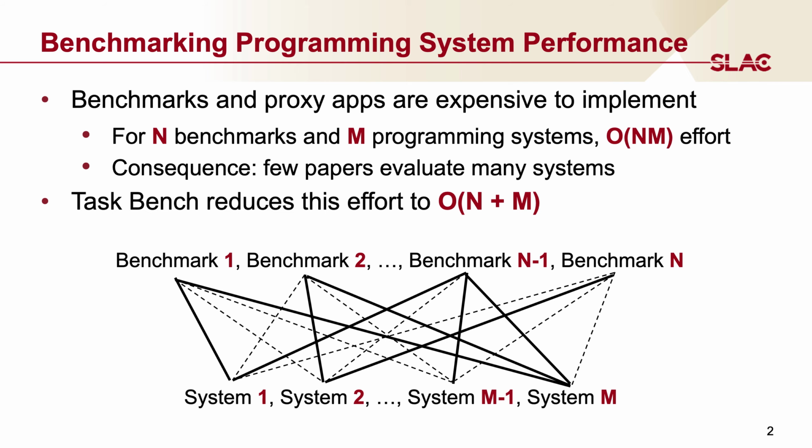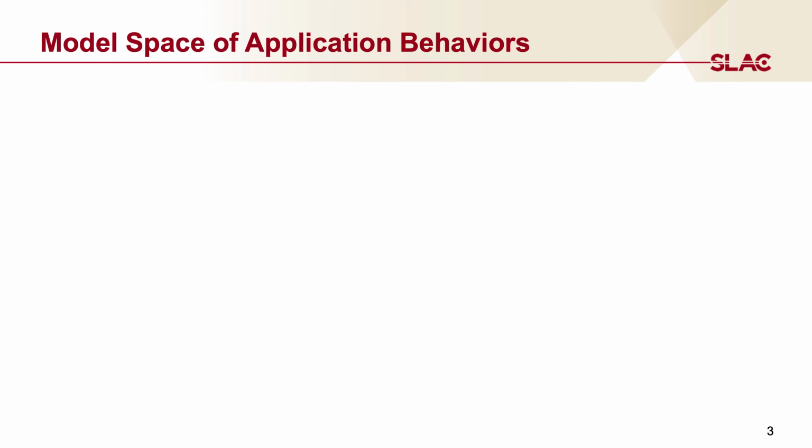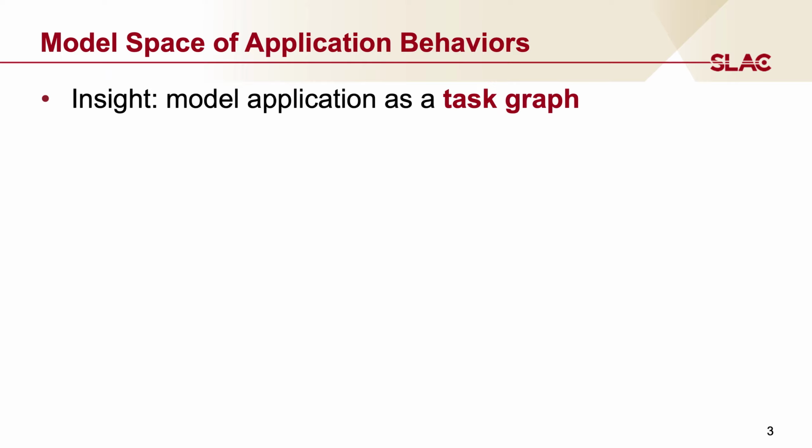In TaskBench, we aim to reduce this effort to the sum of n and m. And the way that we do that is we introduce a new core API, the benchmarks are implemented in terms of this API, and then the systems implement this API. And the result is that each system automatically implements each benchmark. Now, the way that we do this is we explicitly model the space of application behaviors. And the insight that we had is that it's possible to model the application as a task graph.